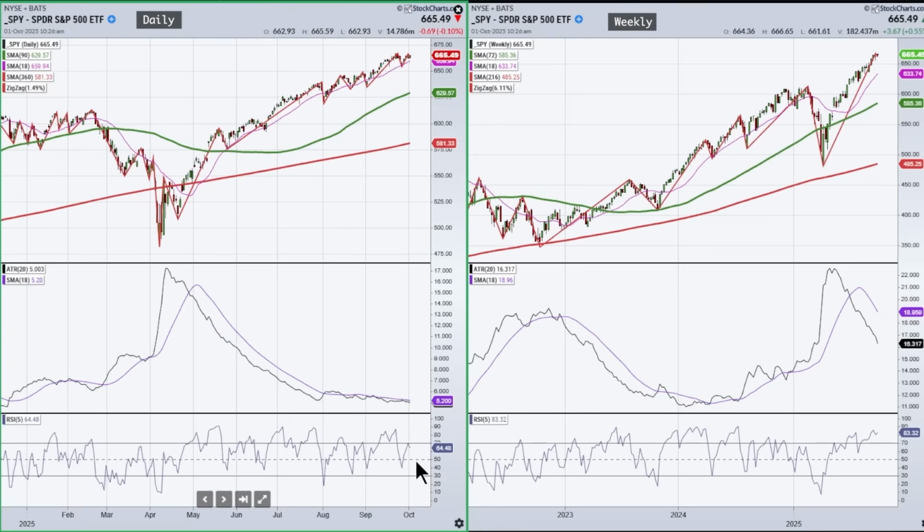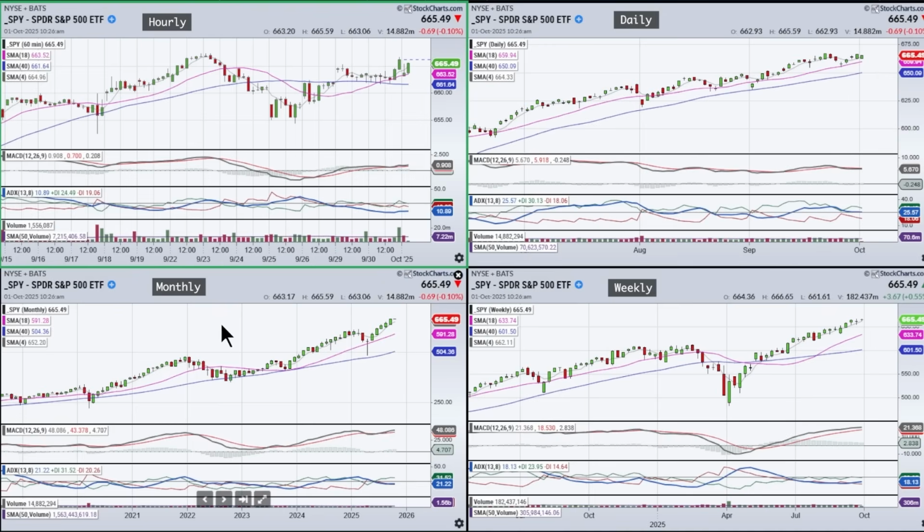Every time this RSI drops down under 50, you kind of want to be looking at that as a potential buying opportunity. All right. Let's look at the 4 time frames.